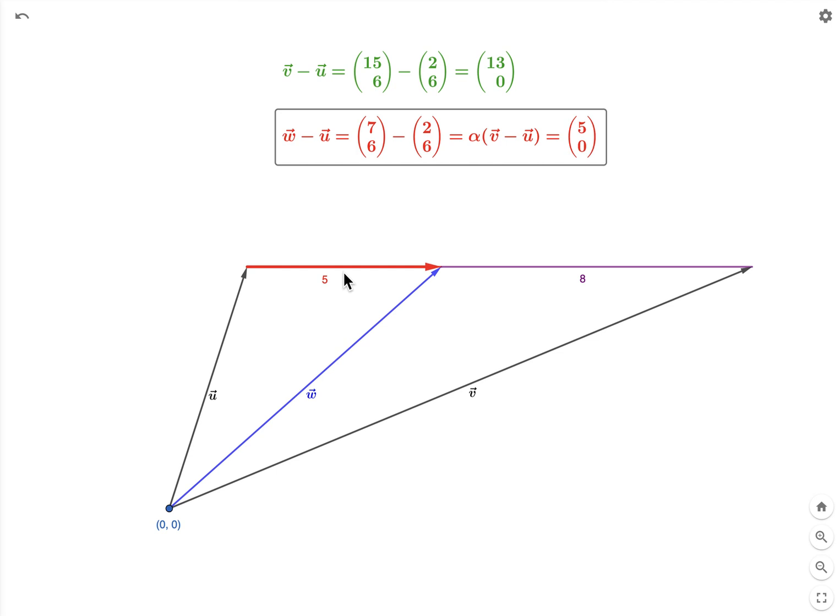And if you need just this piece, that is essentially 5 over 13 units, right? 5 over 13 is the ratio of the total vector. And this complement would be 8 over 13. So we see those ratios.